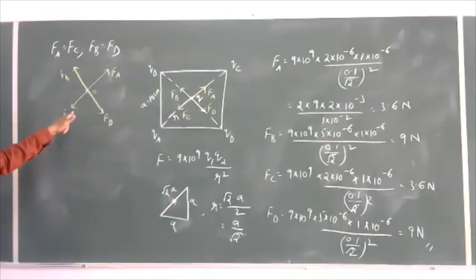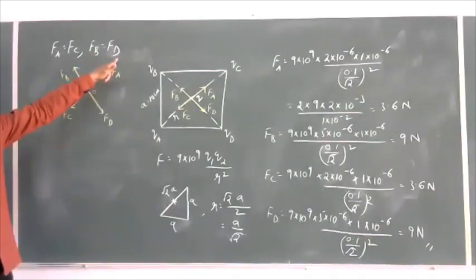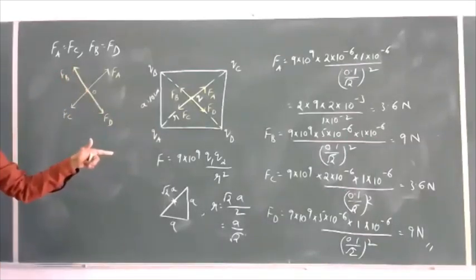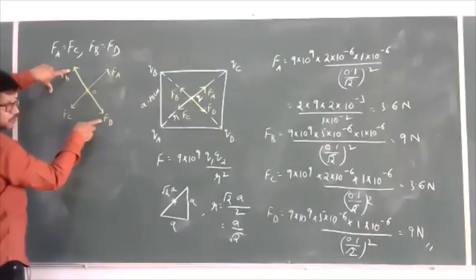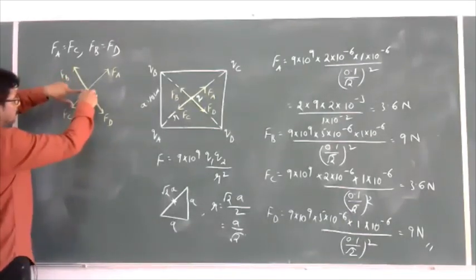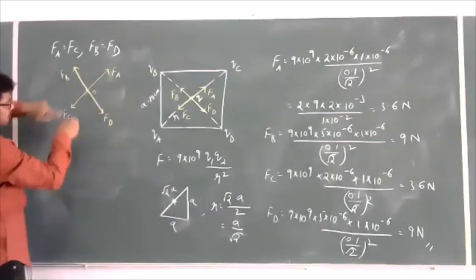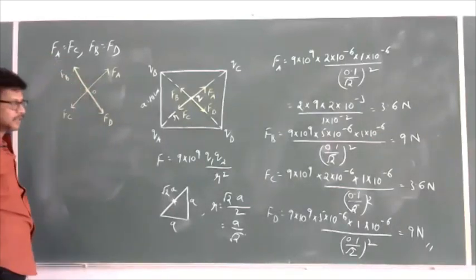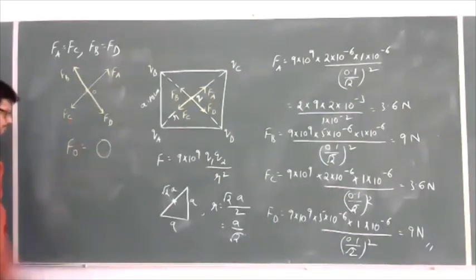In the same manner, if I go with B and D, again FB is equal to FD. Moreover, those two are acting in opposite direction, so obviously the net force at O because of these two is also 0. Both get cancelled. Then what is the total force at O now? 0.